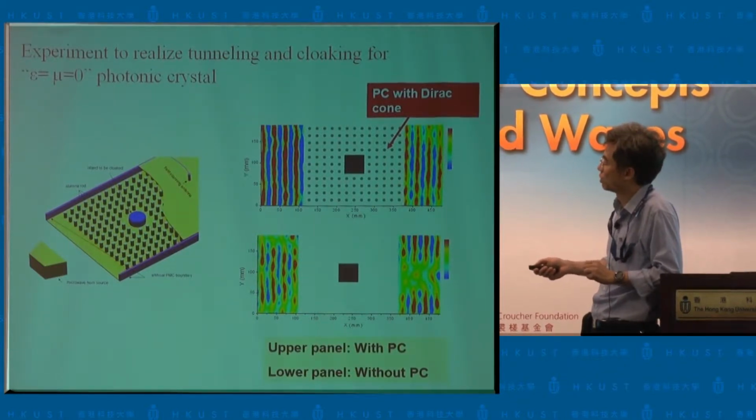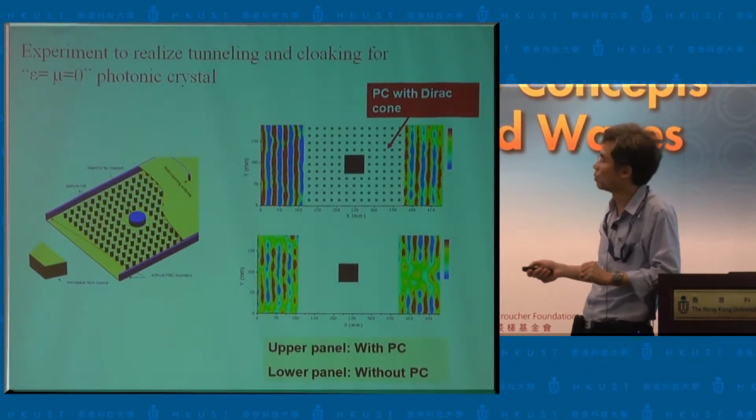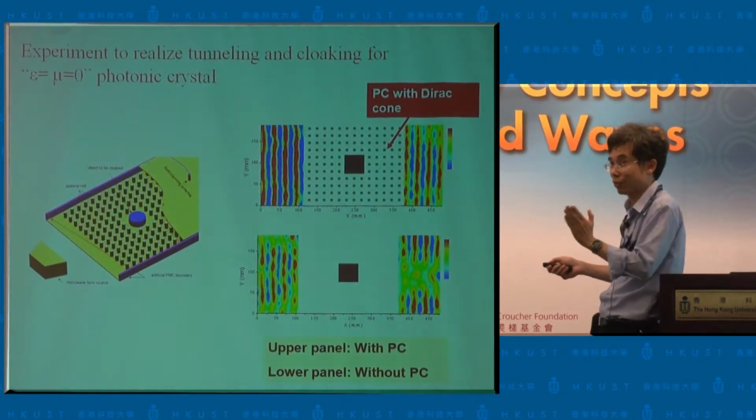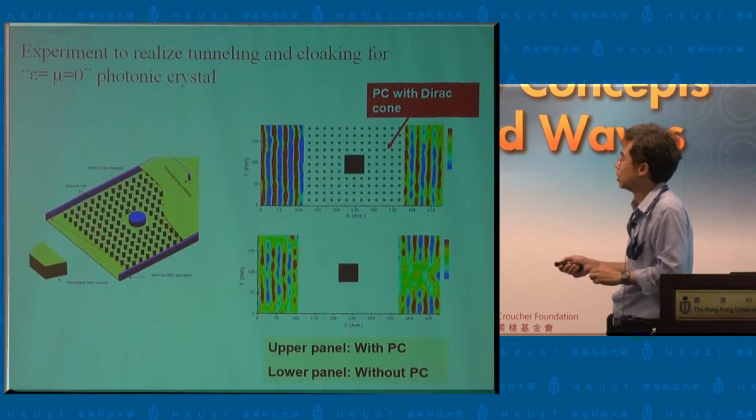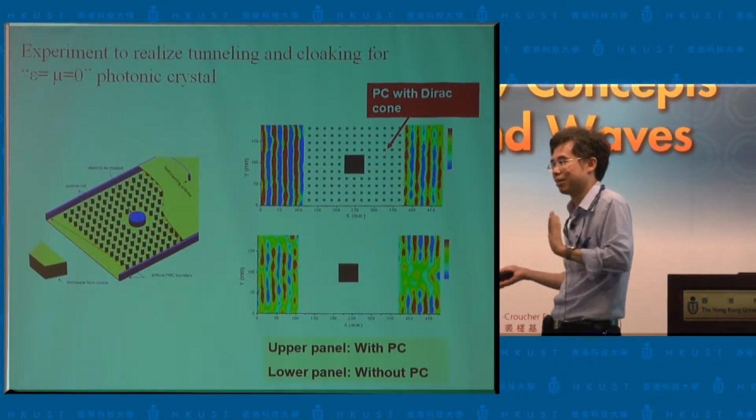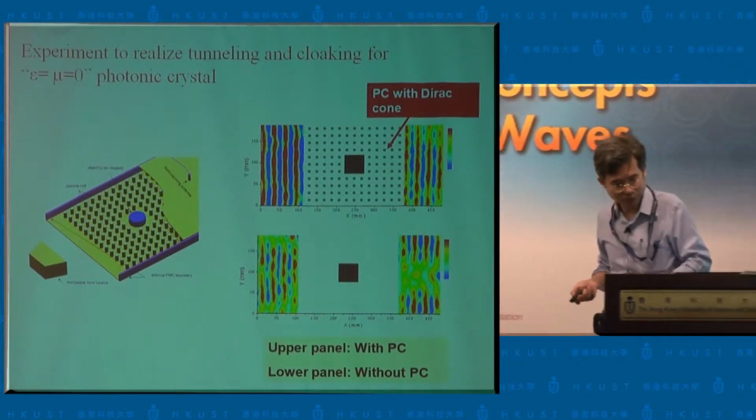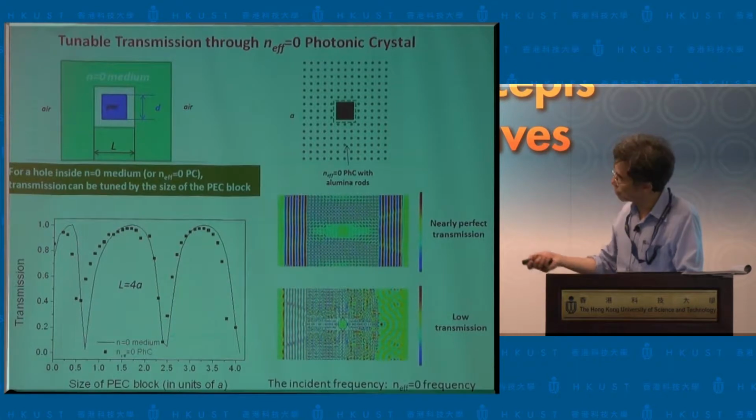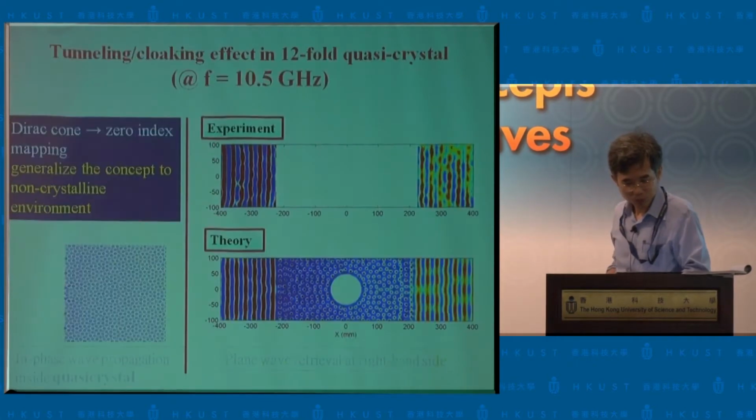But if I surround the metal block with this photonic crystal with a Dirac cone, then you can see that the plane wave pretty much tunnels through. Again, let me emphasize, this is not a simulation, this is an experiment. And so actually some people call this cloaking in the literature, okay. And so it does behave like a 0 index medium.